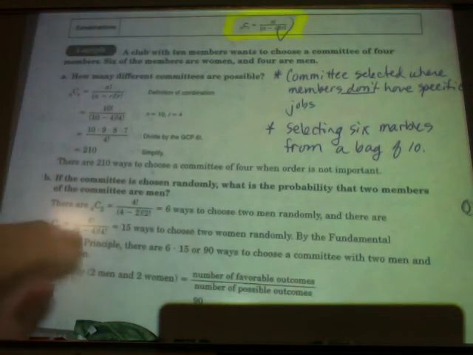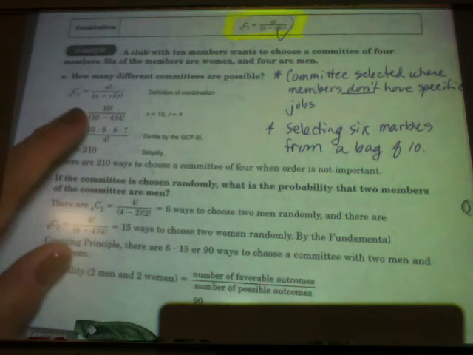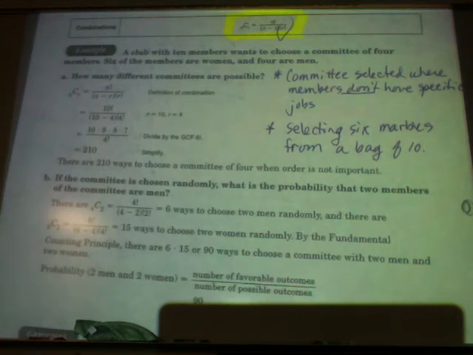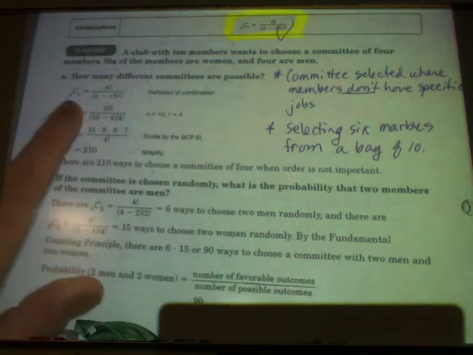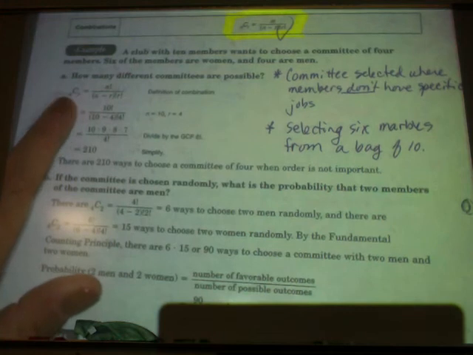All right, so then you can see an example over here. It says a club with 10 members wants to choose a committee of 4 members. 6 of the members are women and 4 are men. So the first question says how many different committees are possible. This is kind of like the one that we were talking about on the reverse side. Only, are each of the people given a specific job? Yes or no? No. So then we have a combination of n items taken r at a time.